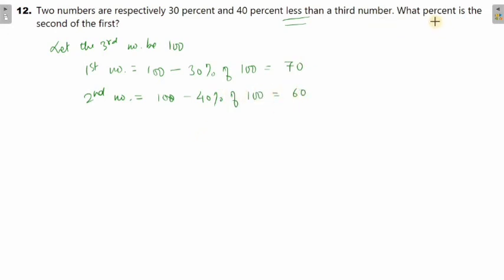Now the question is asking you to find what percent the second is of the first. You will complete it by yourself. I am not going to complete this last problem. So with this, we close this particular exercise, and the rest of the sums you can try by yourself. So with this, we close. Thank you very much.